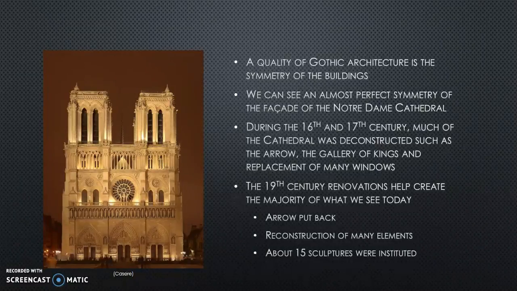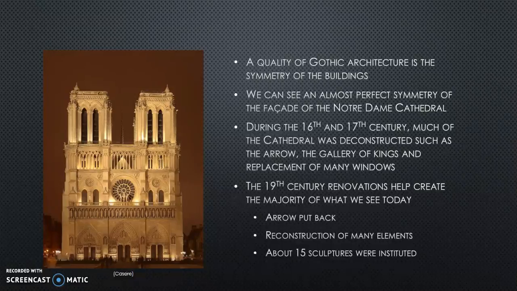Here we can see the facade of the Cathedral of Notre Dame. A quality of Gothic architecture is the symmetry of the buildings. You can see that if you cut straight down the middle of the facade, they would be identical. Now, it is much easier to see it on the facade rather than on the side of the building, because the architects were more focused on the front of the building, as the first thing you would see. The symmetry isn't a symmetry of the entire building, rather just strictly of the facade.